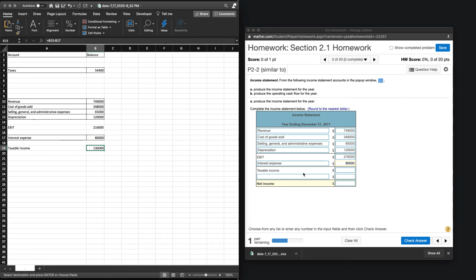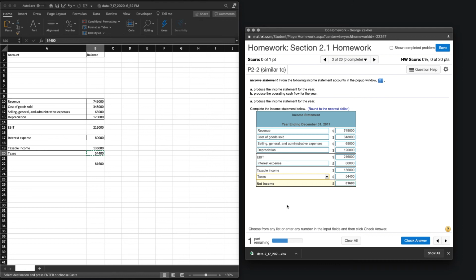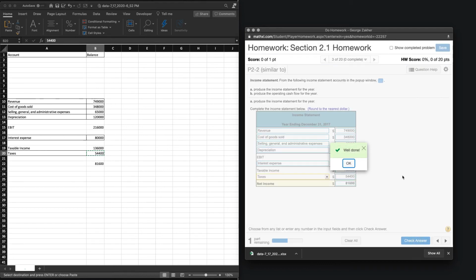Finally, they give us the taxes in this case. So we just have to deduct that from the taxable income. So that's our net income. And just fill that in for our taxes. Hopefully when we check our answer, we have a good positive result. So that's step A, that's producing the income statement for the year.